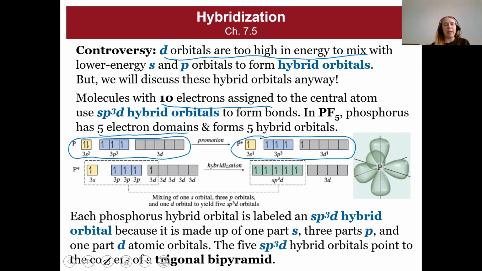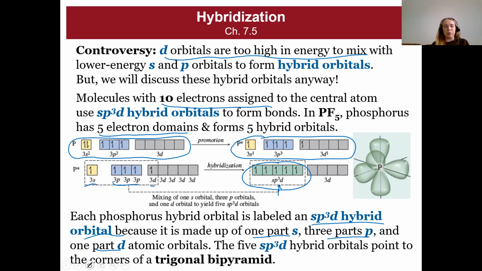So we mix the 3s, 3p, and 3d orbitals and make sp3d hybrid orbitals. We took one s orbital, 3 p orbitals, and one d orbital. We don't use our superscripts of 1, so we just have s and d, but we do use our superscript for the p orbitals, so there's 3 of those, so it's sp3d hybrid orbitals. Again, that's because 1 part s, 3 parts p, 1 part d atomic orbitals.